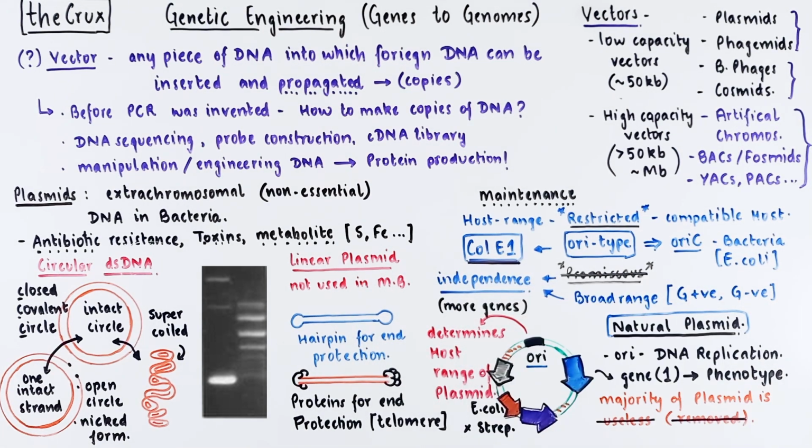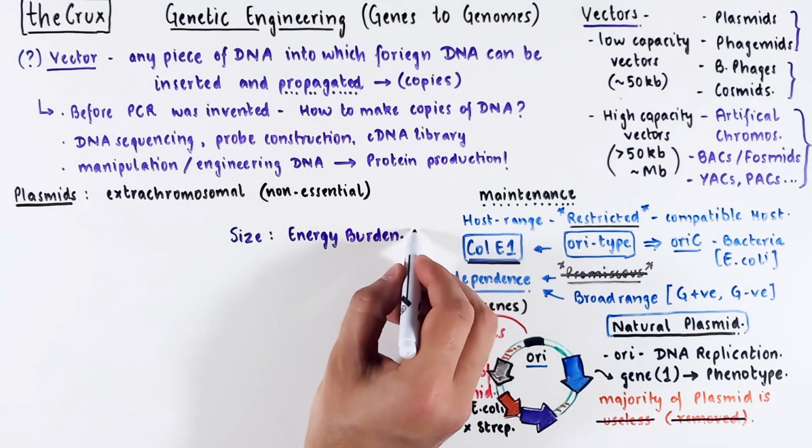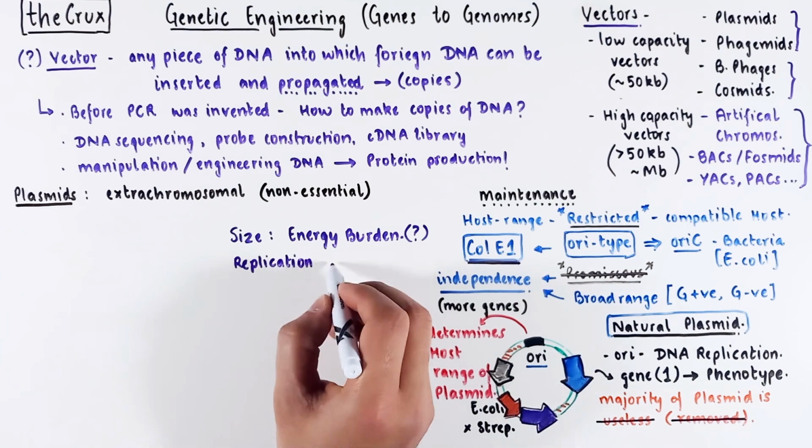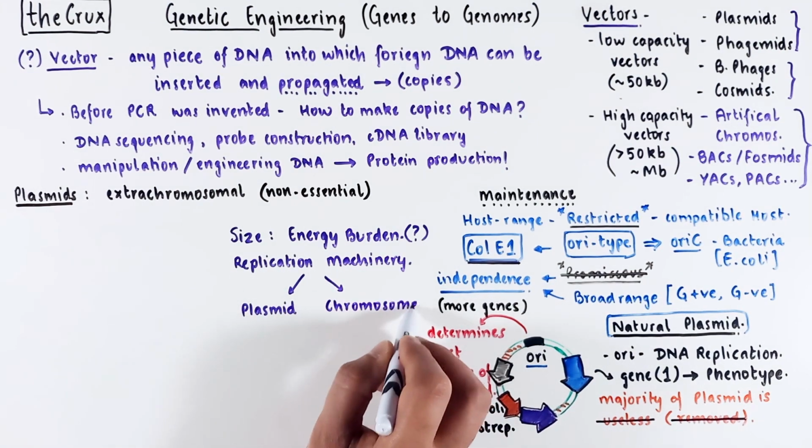But let's see why size of a plasmid really matters. The problem starts with the energy burden, which comes from the fact that replication machinery has to double time between replicating the plasmid and the bacterial genome. The E.